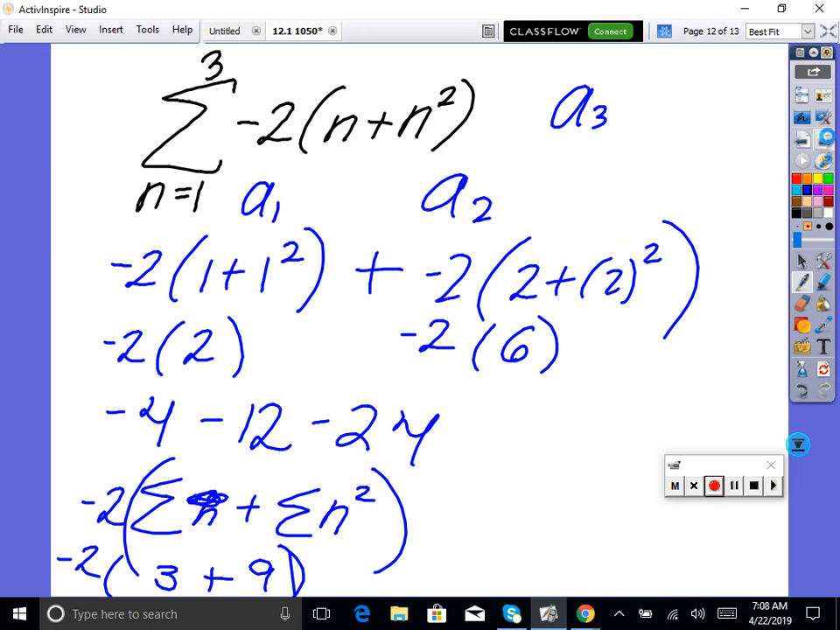That is the end of the lesson. So if you ever see this, don't worry about splitting it up. Plug it directly in. Easier, easier.